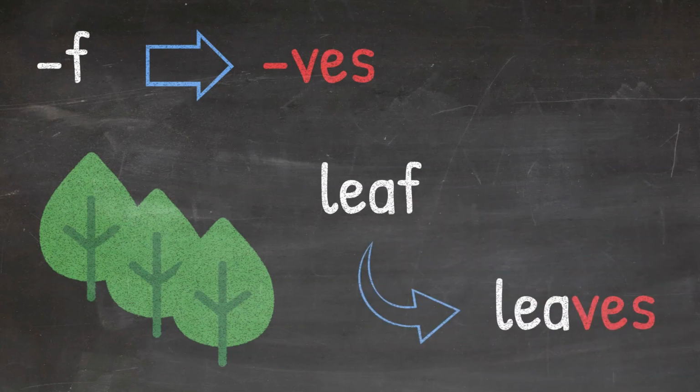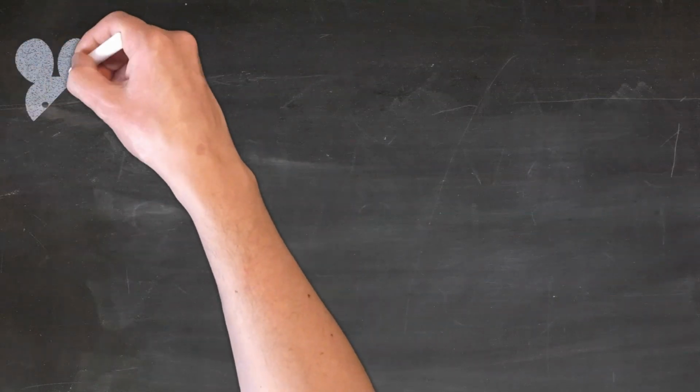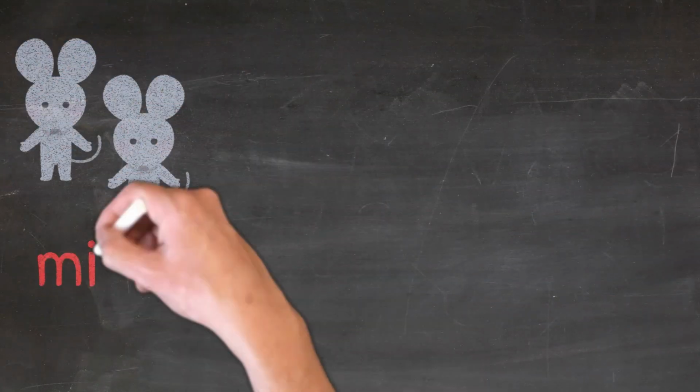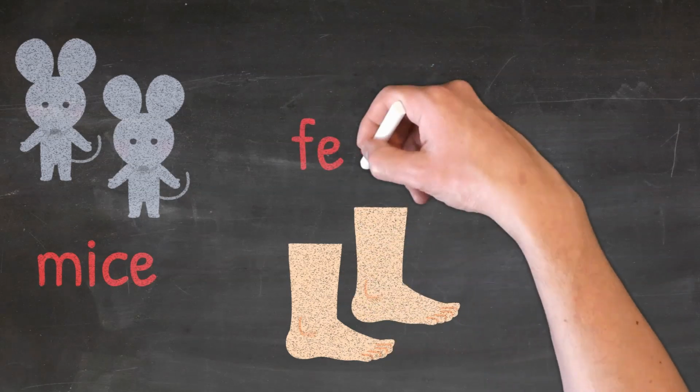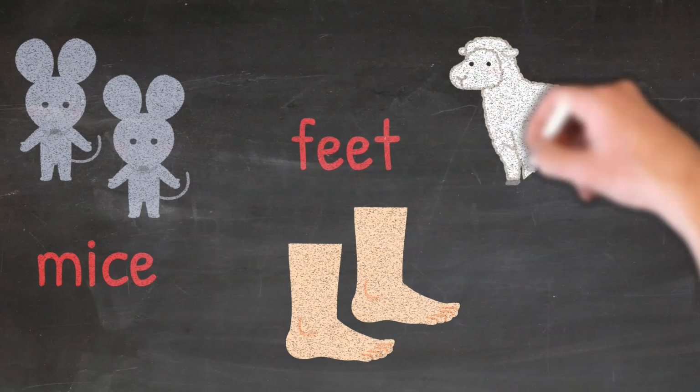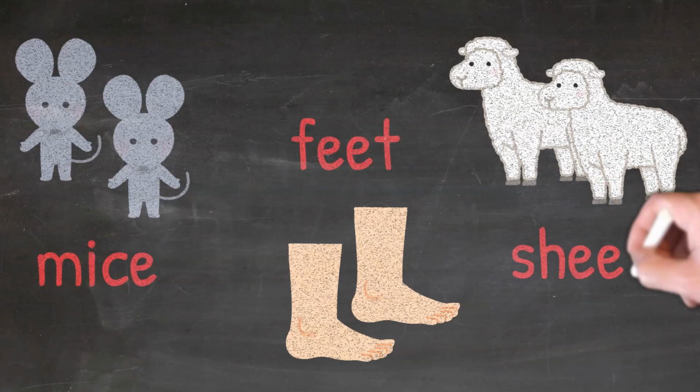And lastly, some nouns change completely when they become plurals, like mouse becomes mice, or foot becomes feet. There are also some tricky nouns that stay the same even when they become plural, like fish or sheep.